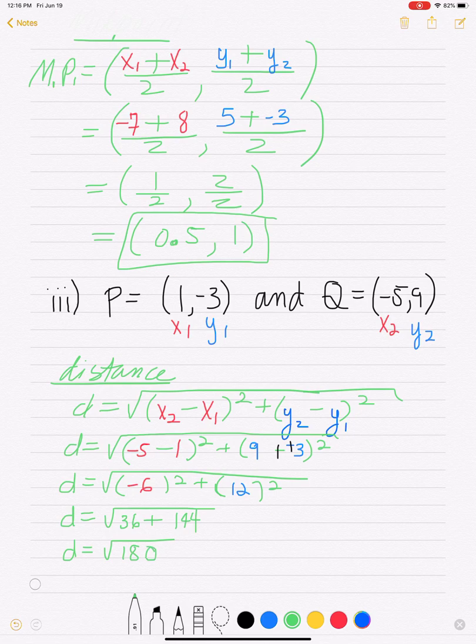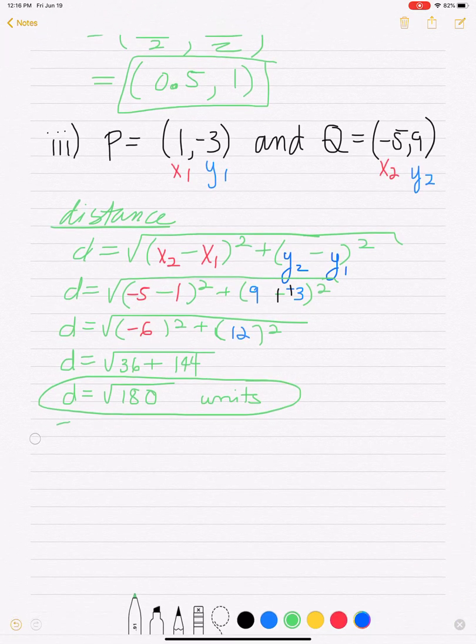Now, if you want to, you can leave your answer like that. That's fine. Or you can simplify it. I'm going to simplify mine. So what you can do is try to factor 180 into two numbers where one of them is a perfect square. Can you think of any perfect squares inside of 180? I can think of 36, right? So I've got the square root of, let's see, 36 times what? Times 5, right? 36 times 5 is 180. 36 is a perfect square.